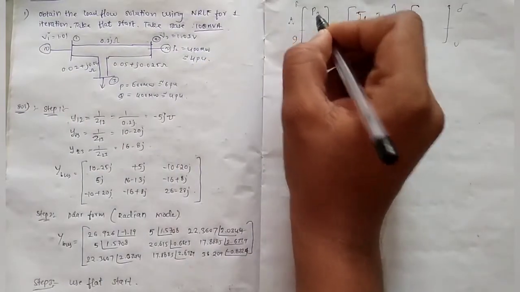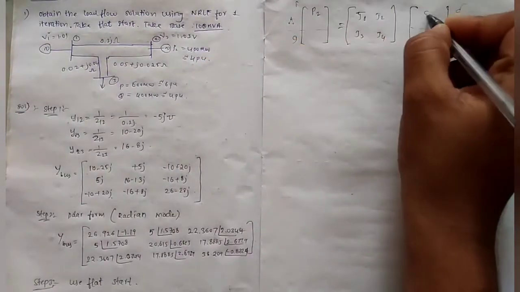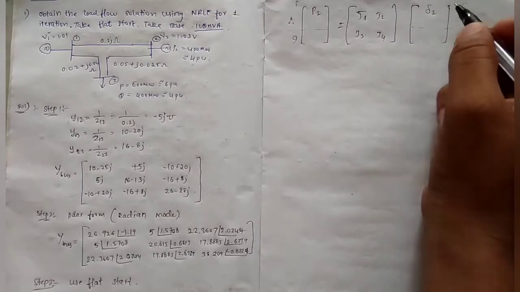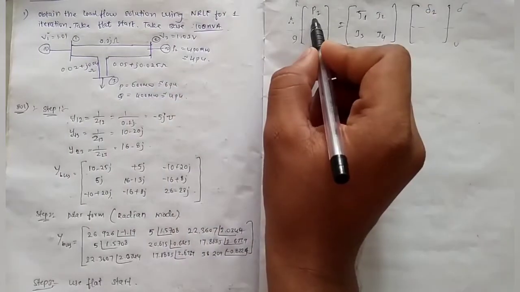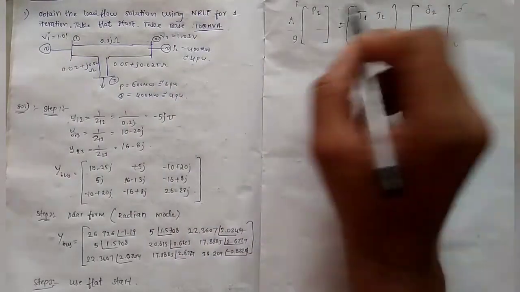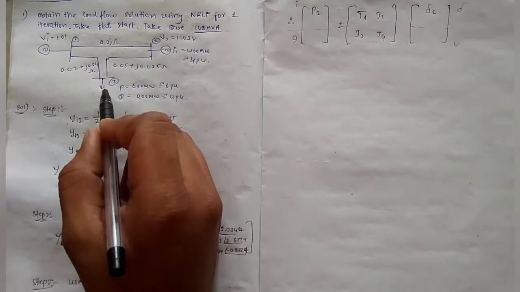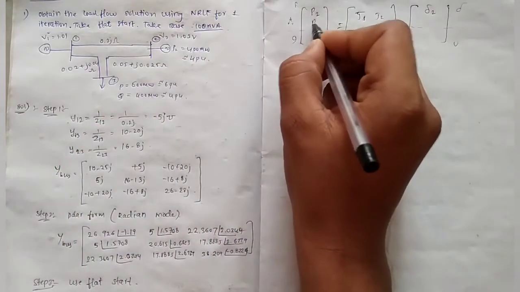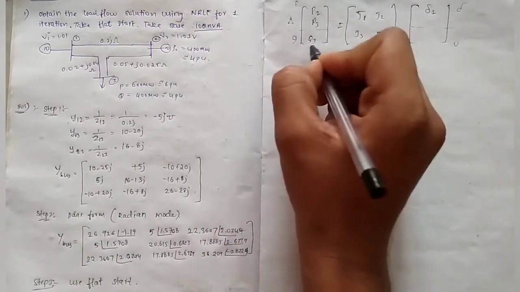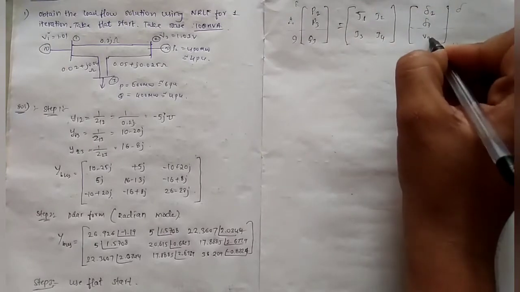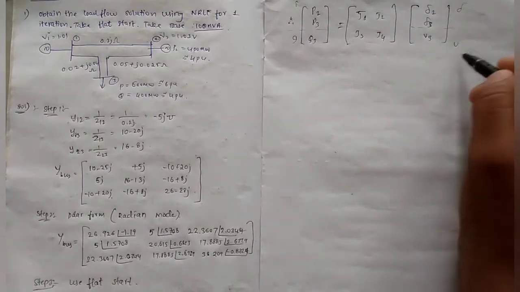Therefore, P2 and delta 2. That's all. For the generator, I put P2 and delta 2 in the delta section and P section. Then coming to bus 3, we have the load section. In the load section, 4 parameters should be considered: P3, Q3 and delta 3, V3. This is the final matrix.